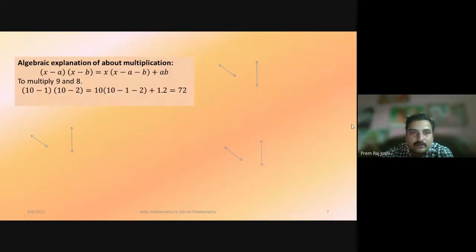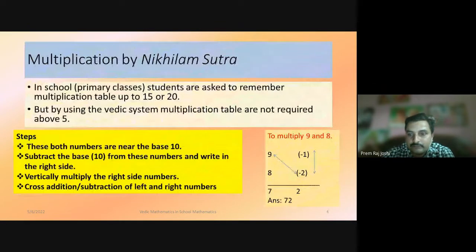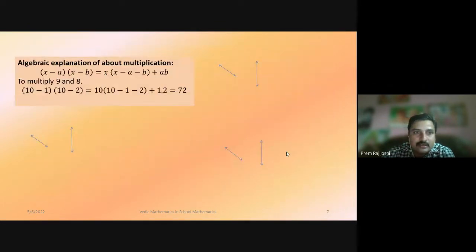Yes, algebraically they are also defined. Sometimes this is not just a trick. It can be explained and justified algebraically as well. For example, if we multiply x minus a with x minus b, we get this algebraically. We all know that.